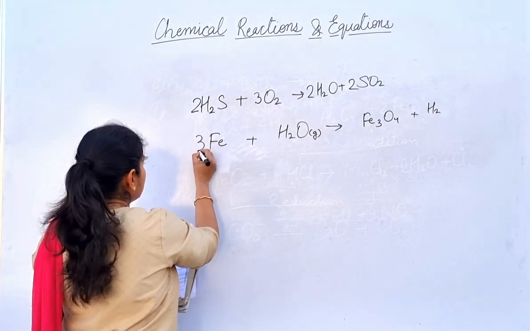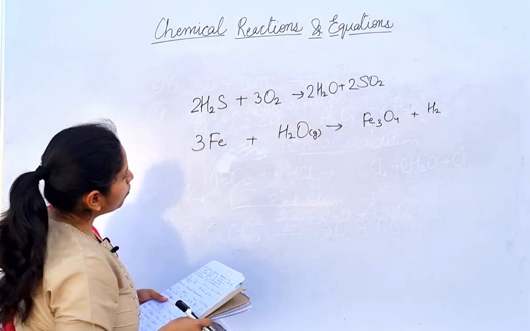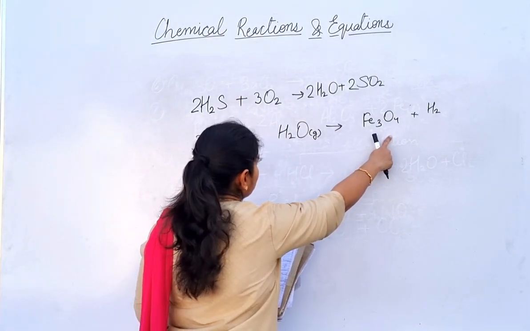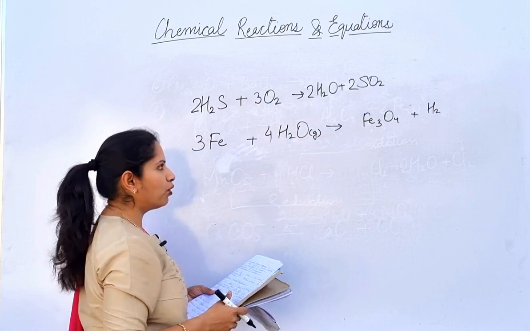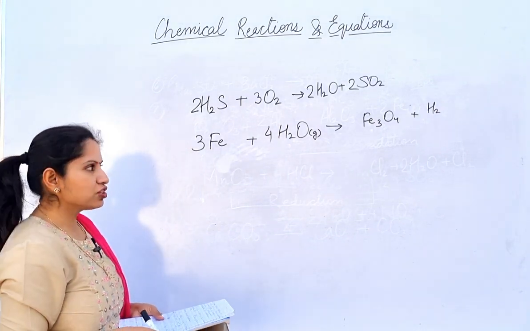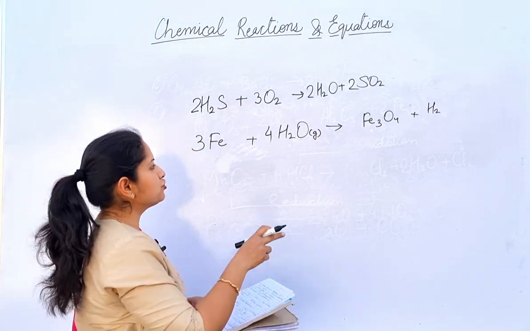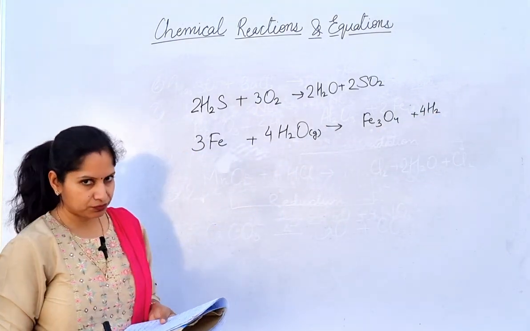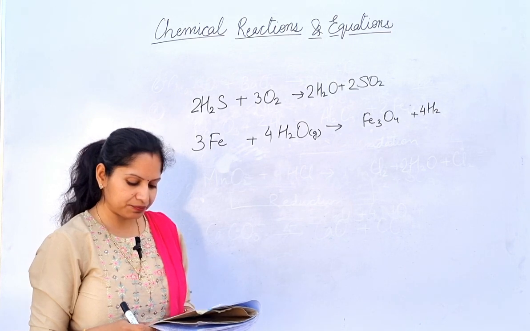So now we have to balance that. We can make it 3Fe. Now water, it's 4 atoms here. So I have to make it 4H2O so that oxygen is balanced. Now for hydrogen, 4 molecules of H2 should be there. Okay. So that's how you can balance that.